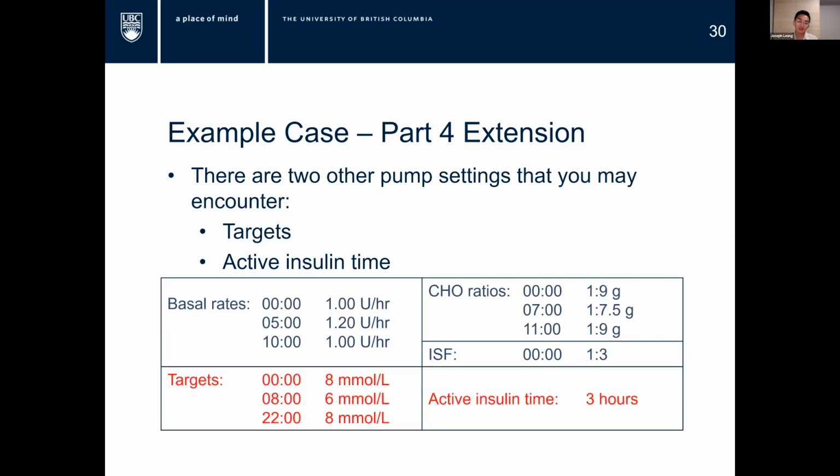You're going to see here that we've entered these different targets for this patient, and the active insulin time. The active insulin time is really based on the pharmacokinetics of the insulin that we put into the pump, and that is a rapid acting insulin. I'll take this opportunity to say that in the insulin pump, we're putting in that rapid acting insulin. The patient does not require any basal insulin anymore because we're using a continuous infusion of rapid acting insulin to mimic a basal insulin.